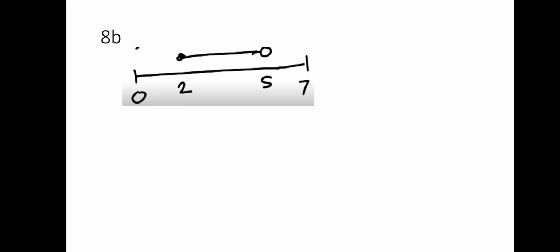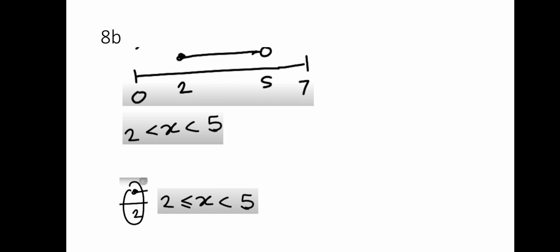Question 8b, write down the inequality represented by the number line. So the limits of the inequality are 2 and 5, but we need to also focus in on the left hand side, the lower limit, because there's a black dot above the 2, and the black dot signifies that it's also inclusive of that value of 2. So we wouldn't just write 2 is less than x, which in turn is less than 5. We'd write 2 is less than or equal to x, which in turn is less than 5.